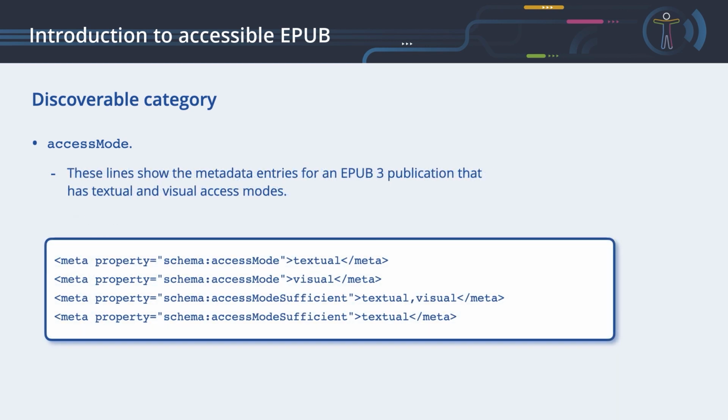These lines show the metadata entries for an EPUB 3 publication that has textual and visual access modes. The third line indicates that the content can be consumed with a textual and visual access mode. As the author of the document has enhanced the images with alternative descriptions, a fourth line can be added, stating that all content can be consumed using a textual mode only.